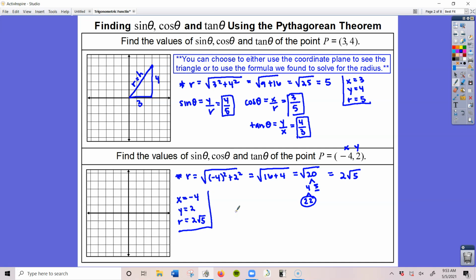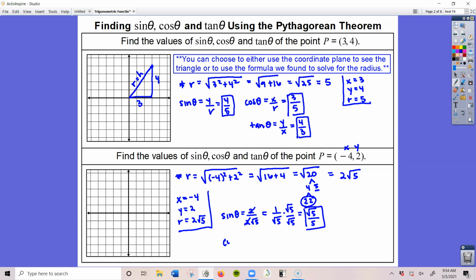So now let's find our trigonometric functions. Sine of theta is equal to y over r, so 2 over 2 square root of 5. I can cancel out the 2's, and I get 1 over the square root of 5. But what we learned is that you cannot have a square root in the denominator, so we're going to rationalize by multiplying the square root of 5 to both the numerator and the denominator, which gives me the square root of 5 over 5. So this is the sine value.